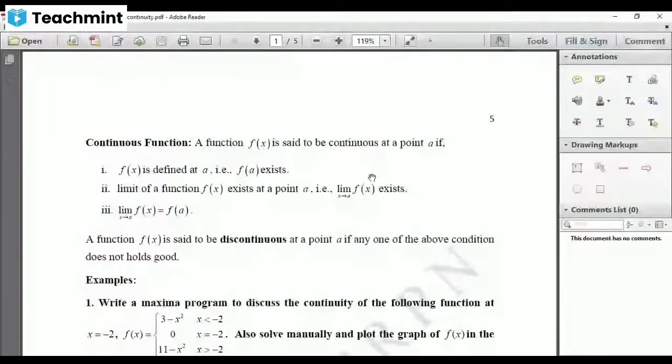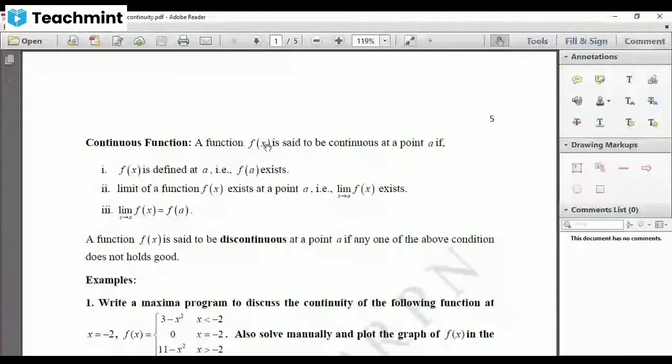In today's class, we're going to write a Maxima program to discuss continuity of a function at a point. In the previous class, we discussed the limit of a function at a point. In continuation of that, we are doing this topic. When will you say a function is continuous at a point a?